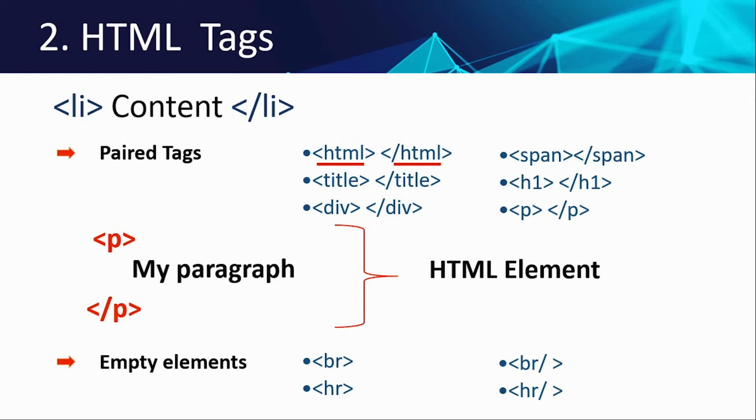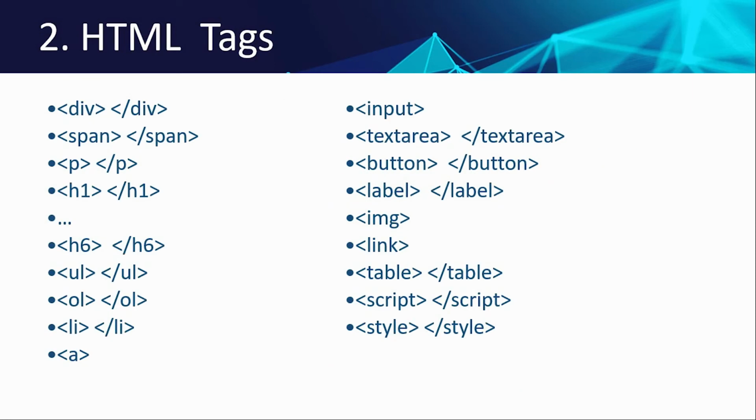So the most common HTML tags are divs, spans, paragraphs, headings from 1 to 6, unordered and ordered list items, hyperlinks, input, text area, buttons, labels, images, links, table, scripts, and styles.